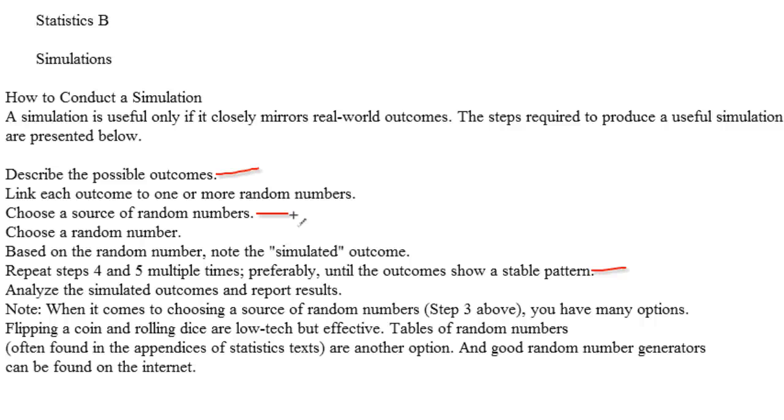Alright, so that's it for how to conduct a simulation. Just remember, assign the variables to each outcome, and then randomly choose the random number to note what the actual simulated outcome is, and just repeat it until you have an actual pattern. Okay, alright, and that's it for how to conduct a simulation.